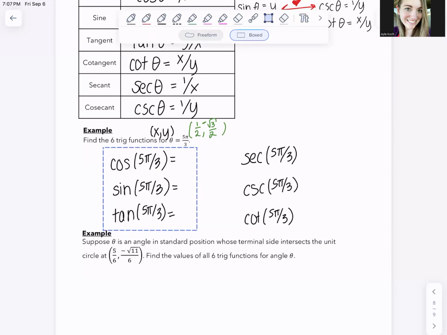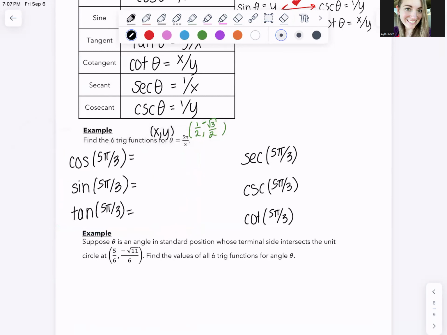So cosine is the x value, and the x value here is 1/2. So cosine of 5 pi over 3 is 1/2. Sine is the y value. So the y value is negative root 3 over 2. Sine of 5 pi over 3 is negative root 3 over 2.